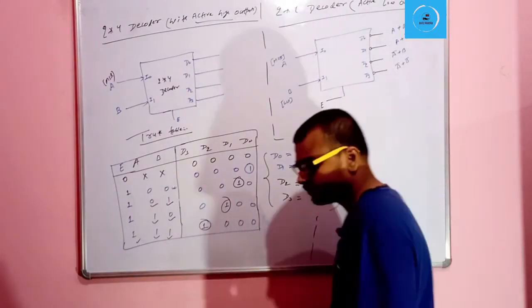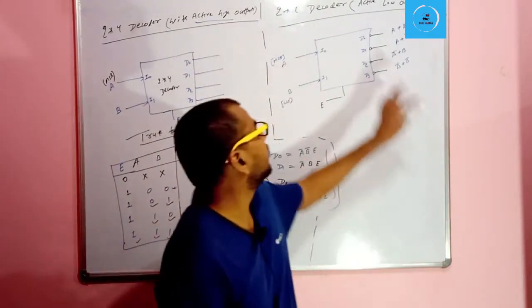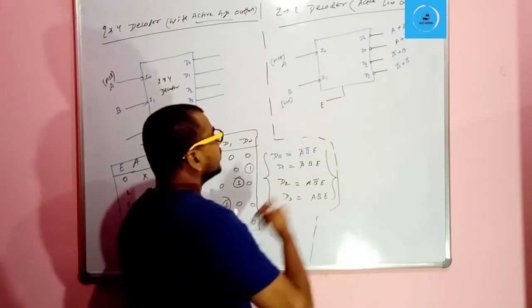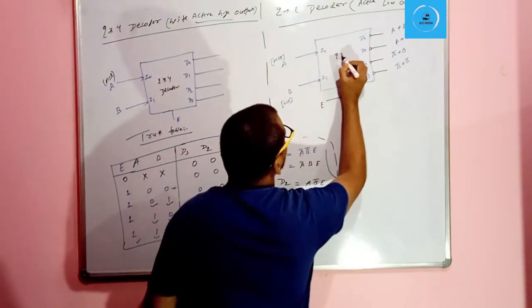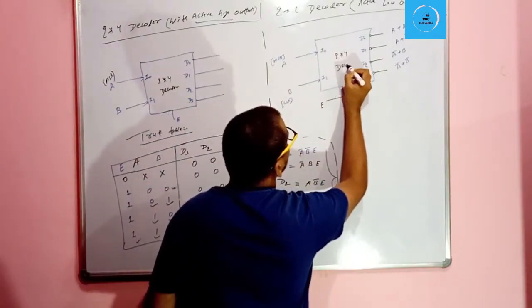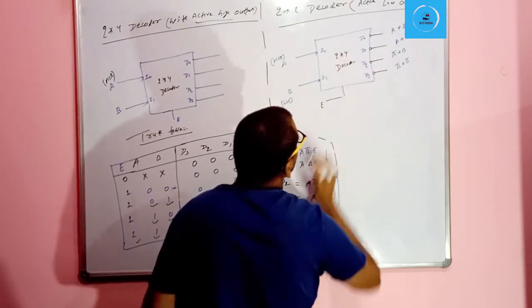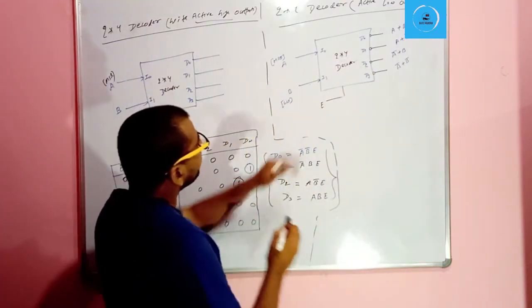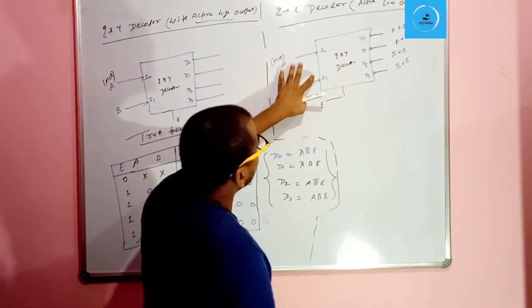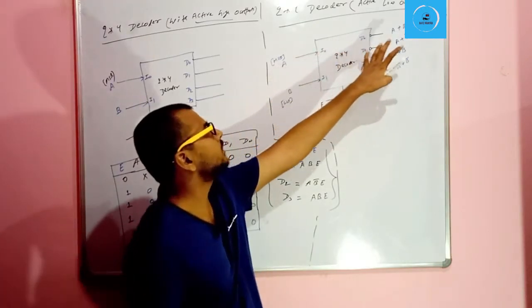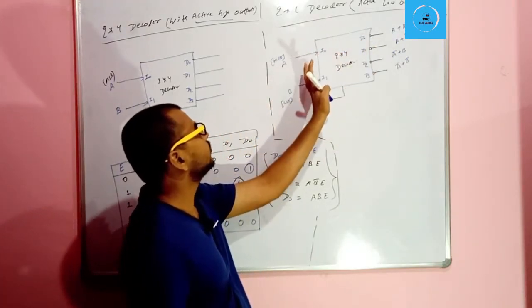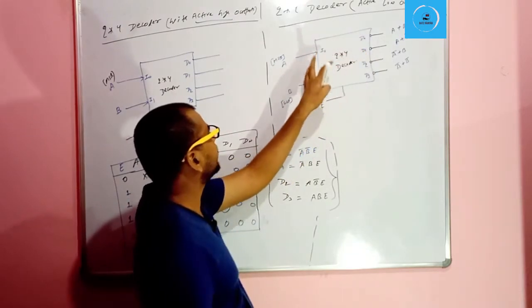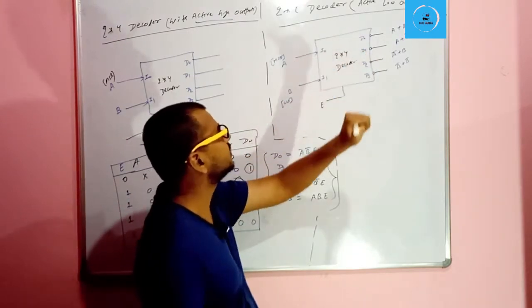So this is the 2:4 decoder with active low output. If AB is 00, then D0 will be selected. If AB is 01, then D1 will be selected. If 10, then D2, and if 11, then D3.